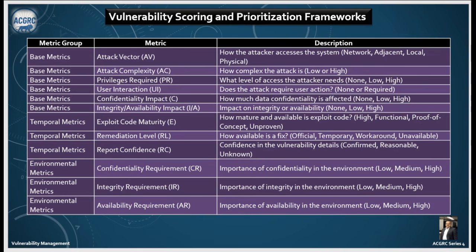The next temporal metric is report confidence. How confident are you about the vulnerability? Is it confirmed, reasonably confirmed, is it true, or we don't know. The next metric group is environmental metrics, which has confidentiality requirement, that is the importance of confidentiality in the environment. Next is integrity, and third is availability requirement.